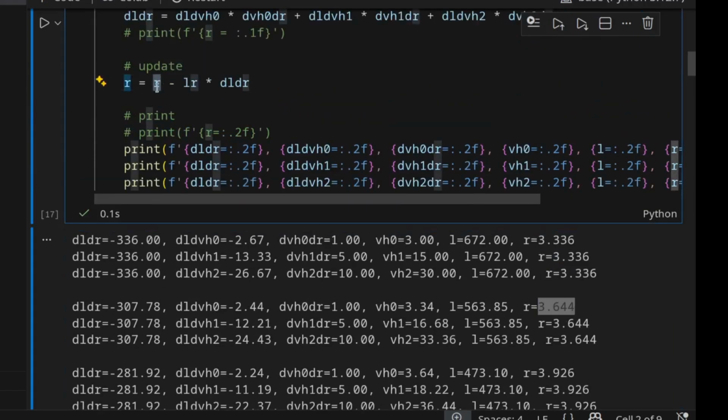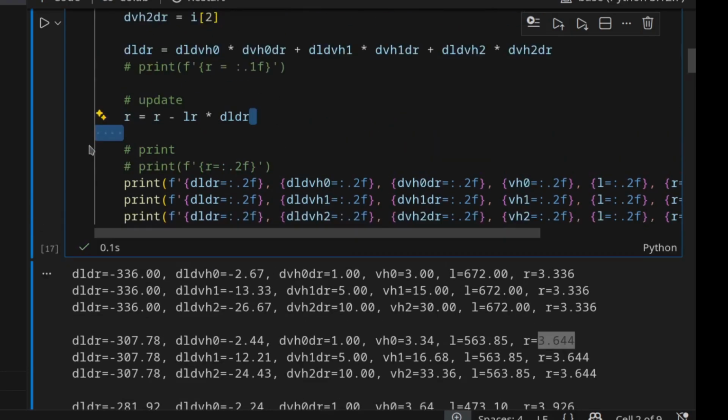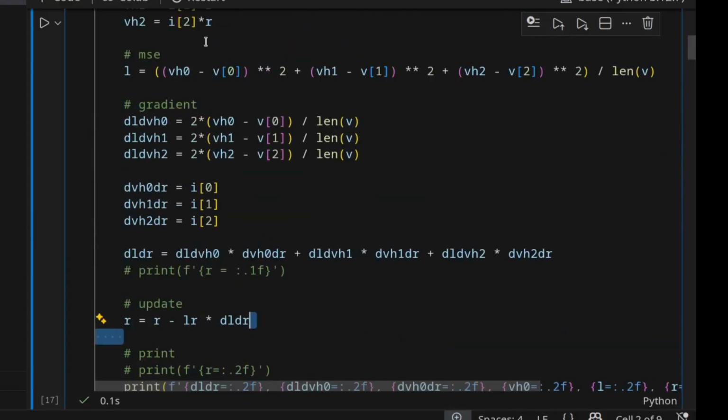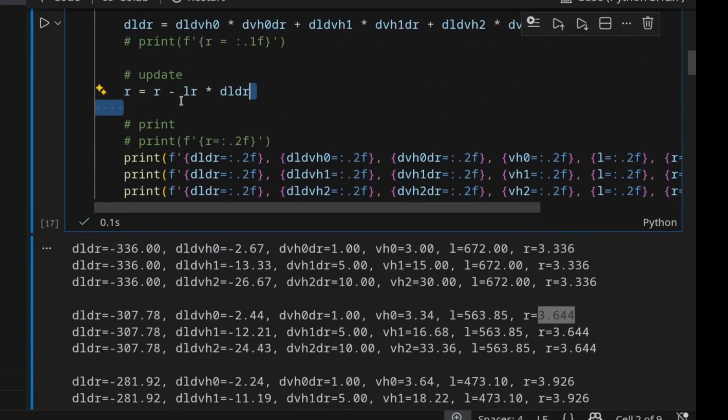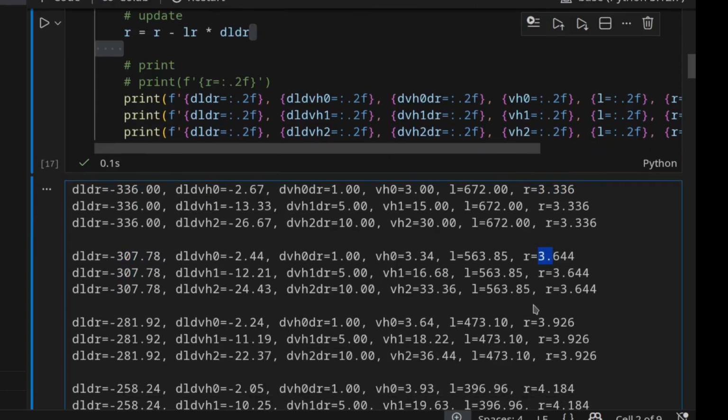It starts out with the current R, which is 3, and it subtracts from it a percentage of the global derivative, and that creates the new R. And then it redoes the neural net, and does the same thing again by subtracting from that current R the learning rate, or the percentage of the global derivative, which in this case would be negative 307.78, and it creates the new R.